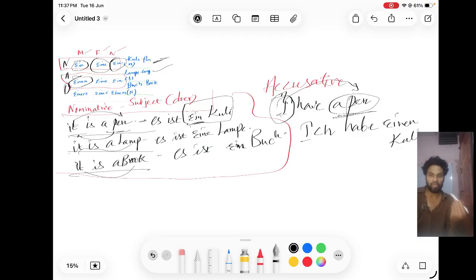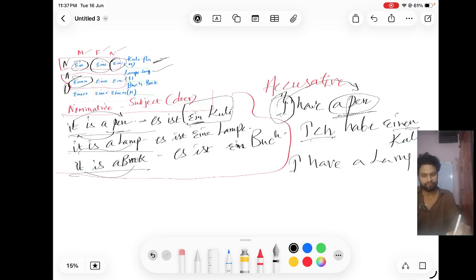I am not a pen, and a pen is not me, so both are not the same. I have a pen, so "ich habe einen Kuli." Same way, he has a lamp. And I have a lamp, let it be. I have a lamp, L-A-M-P, lamp. Okay, so now I will write "ich habe."